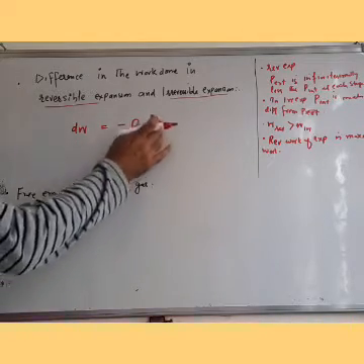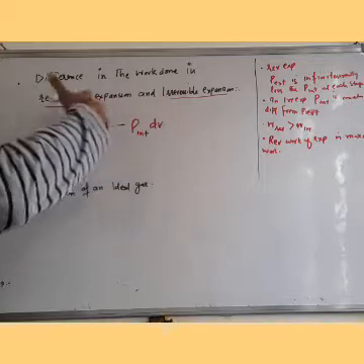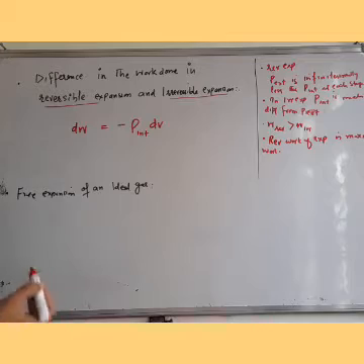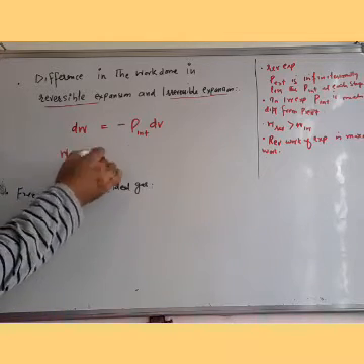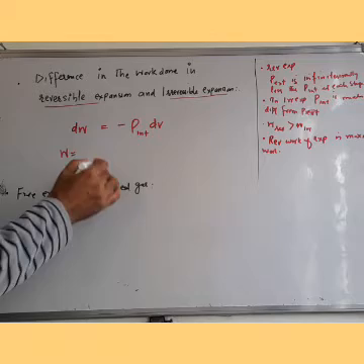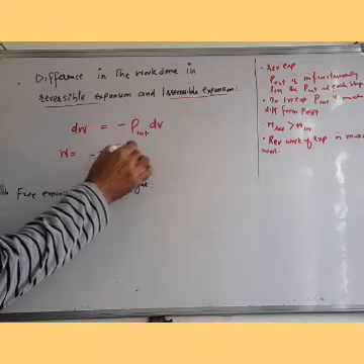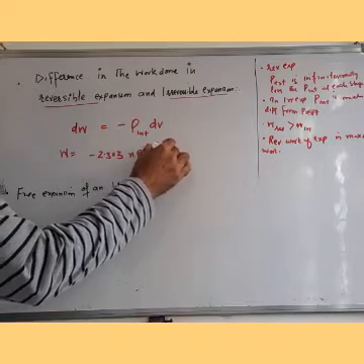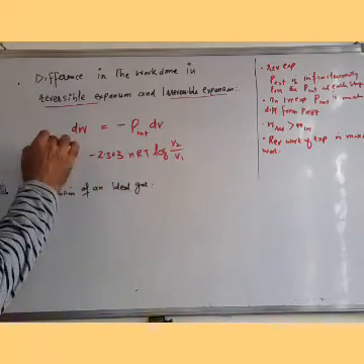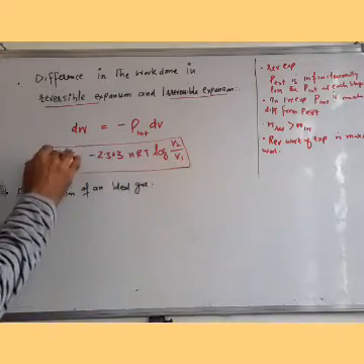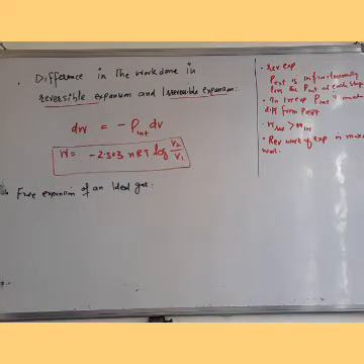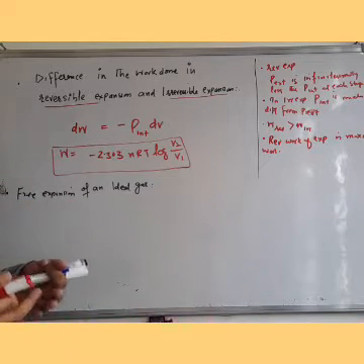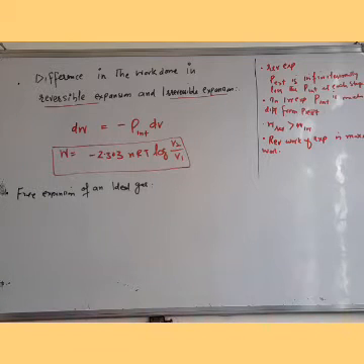So ultimately this can be modified. This equation can be modified to the form W is equal to minus 2.303 nRT log V2 divided by V1. So this is the work done in a reversible manner, and this is called the reversible work done in reversible expansion of the ideal gas.